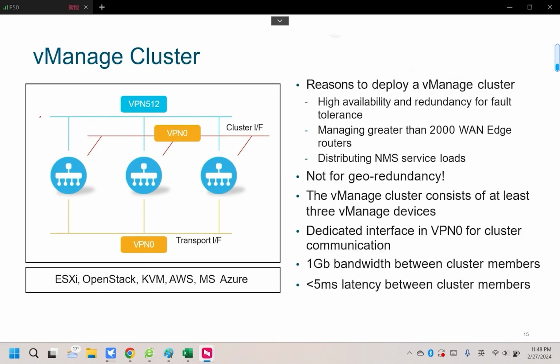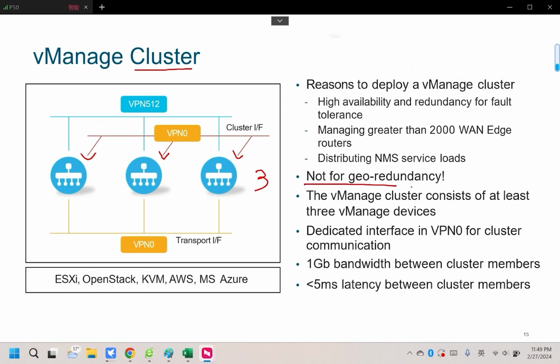When setting up the cluster, there's a basic requirement in a virtualized environment: to have a heartbeat line. Note, all three devices share a new VPN 0 as a heartbeat line for management to synchronize the databases of the three vmanages. Cisco recommends that when deploying a cluster, there should be at least three, and it must be an odd number. This is very important. In terms of deployment location, we do not recommend spanning data centers. We deploy our cluster within the same data center.